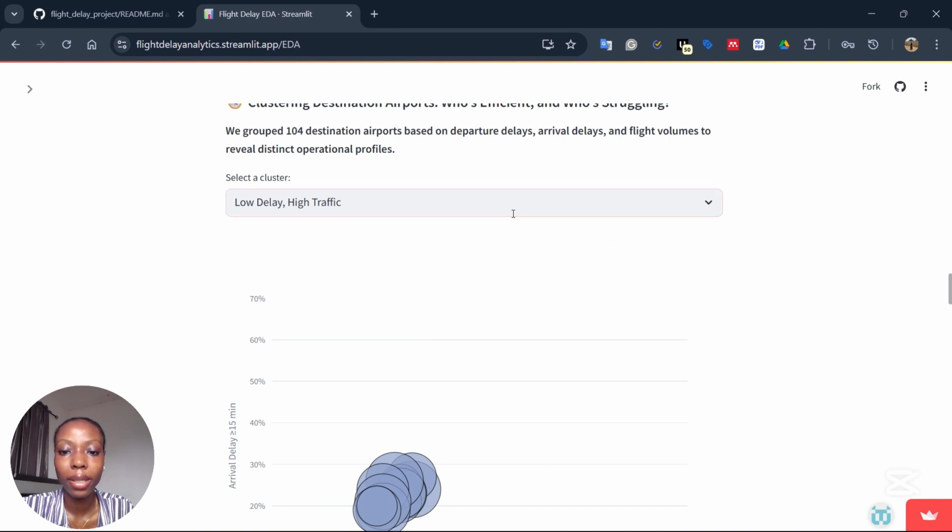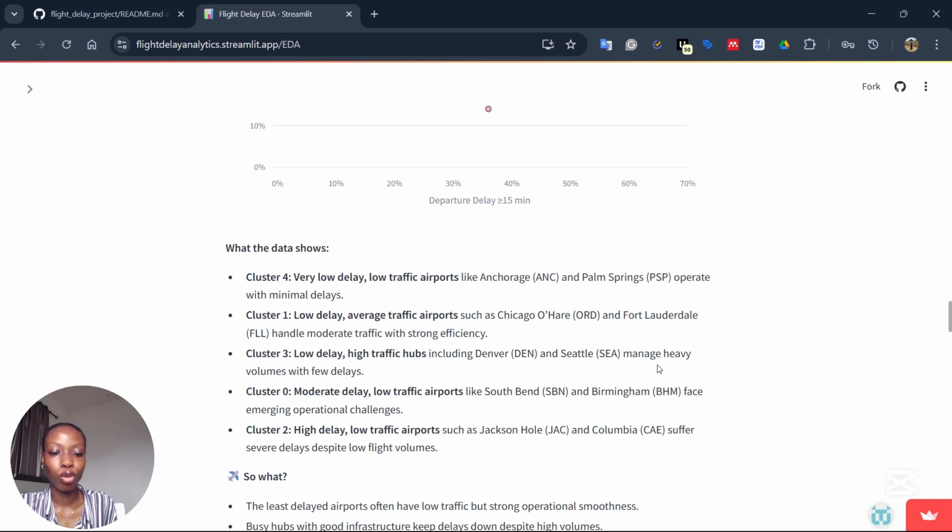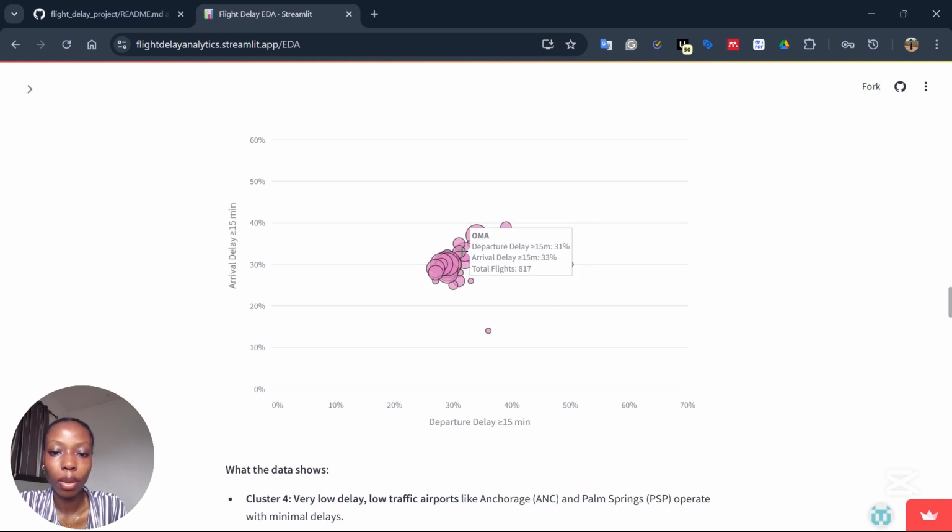Then moving on to the next cluster, we have the moderate delay and low traffic airports. These airports include South Bend and Birmingham, which face emerging operational challenges. They have moderate delay and low traffic, and they still struggle with delay. You can see that they mostly have traffic less than 2,000 and they still struggle with high delay rates.